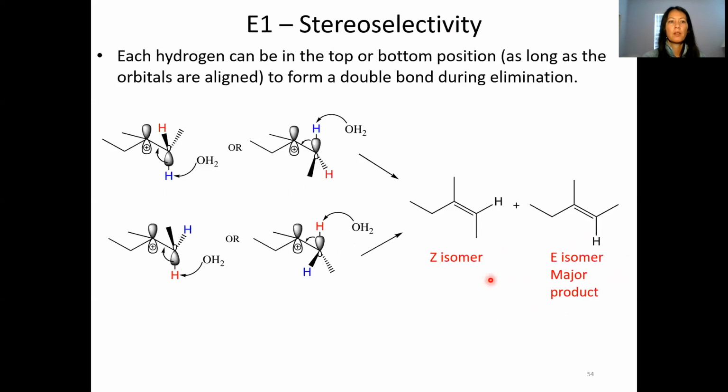Okay. So this just shows the same thing again, and basically just spells out that each hydrogen can be the top or bottom here and undergo the elimination, but that can occur because as long as the orbitals are aligned, those sort of products can be formed. The preferred product will still always be the one that will have the least steric hindrance.